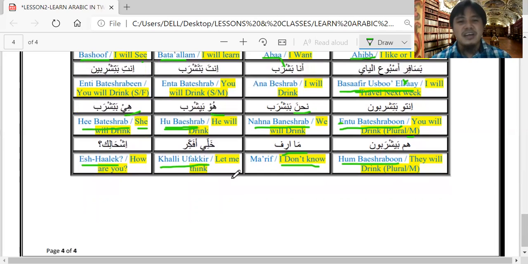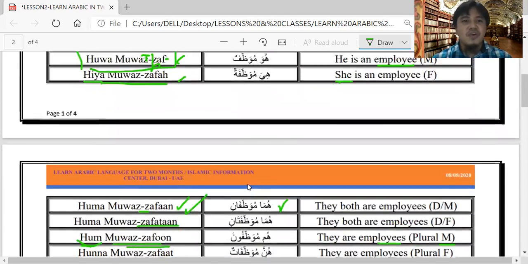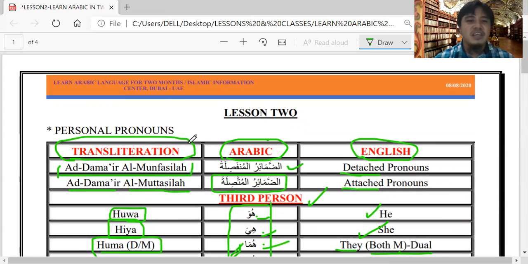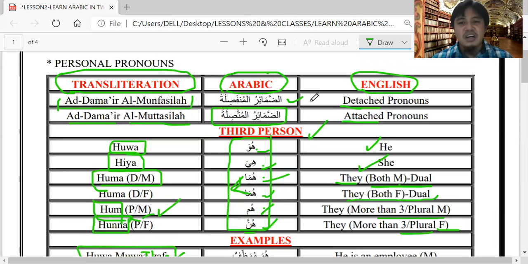This is our number 2 lesson for learning Arabic in 2 months in Islamic Information Center, Dubai. Thank you very much. I will see you in our lesson number 3, and that will be all about the opposite of detached pronouns, and that will be the attached pronouns. Remember, detached pronouns, or disconnected pronouns. And the second one is attached pronouns, or connected pronouns. We will meet you for lesson number 3 about the attached pronouns, inshallah.